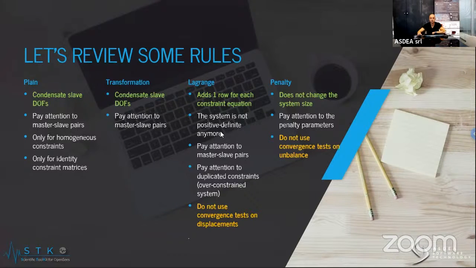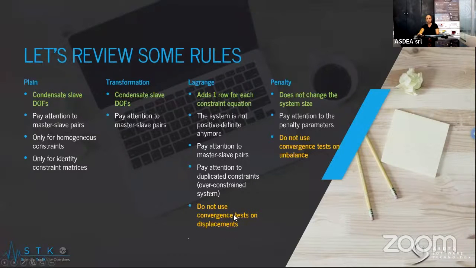And this one can give you a problem if you choose, for example, a solver that is SPD. SPD in OpenSees stands for symmetric positive definite. Okay, so you have to pay attention to the solver that you use. Then, of course, also here you have to pay attention to the master-slave pairs, not because there is the condensation, but because if you apply, let's say, a node is slave of two different masters, you are creating two constraint equations that are somehow linear dependent, okay? So the system is said to be over-constrained.